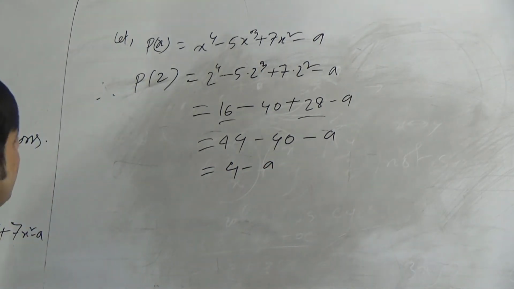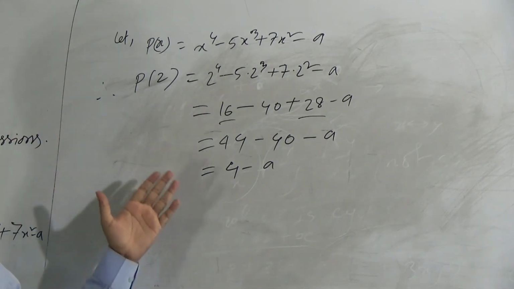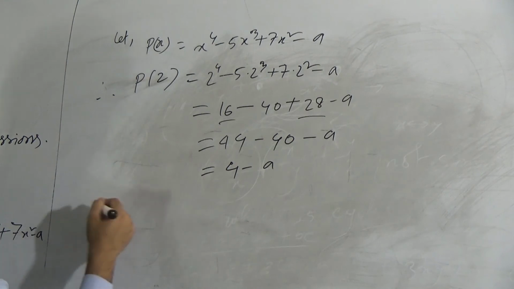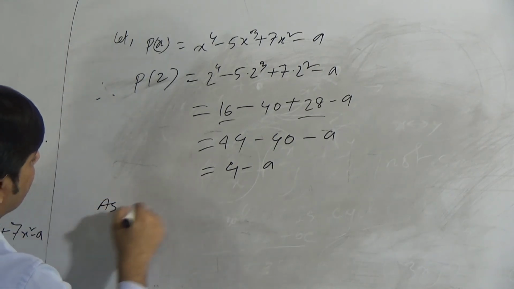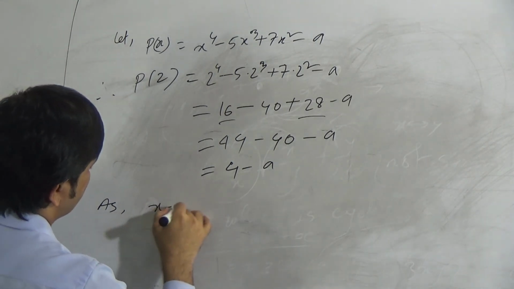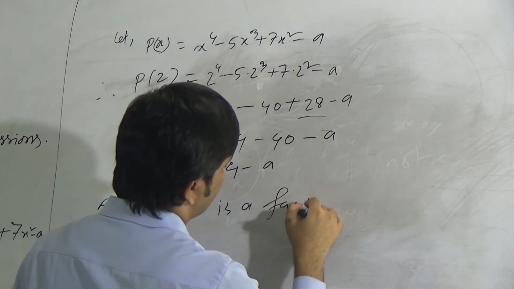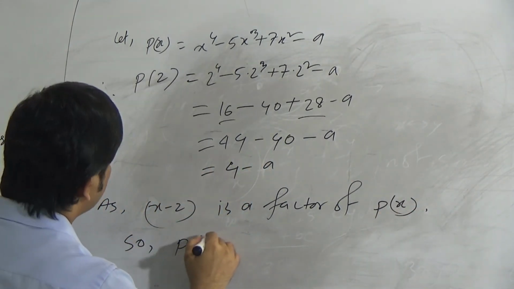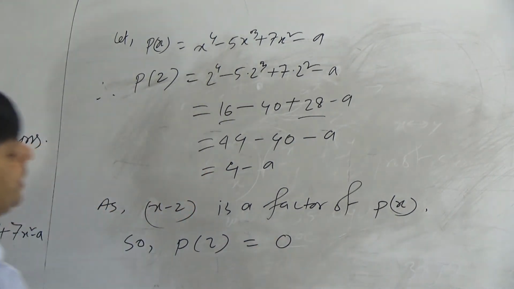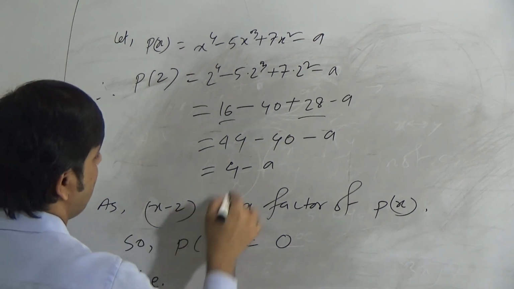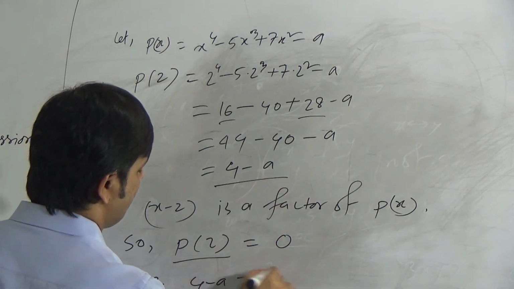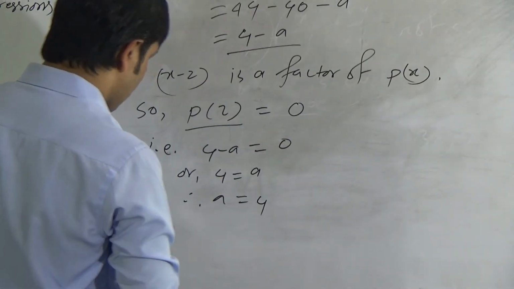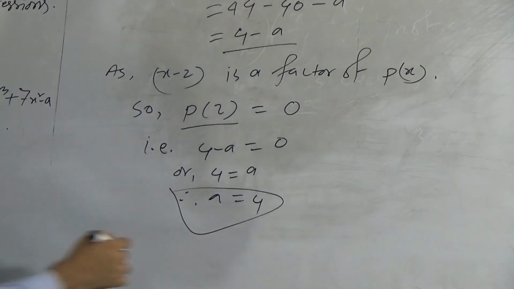Dear students, as x minus 2 is a factor of p of x, we can say p of 2 will be equal to 0 according to the factor theorem. The remainder will be 0. So p of 2 means here 4 minus a, and 4 minus a is equal to 0, or we can write 4 equals a. Therefore a equals 4. So we have proved a equals 4. What we needed to prove was that a equals 4.